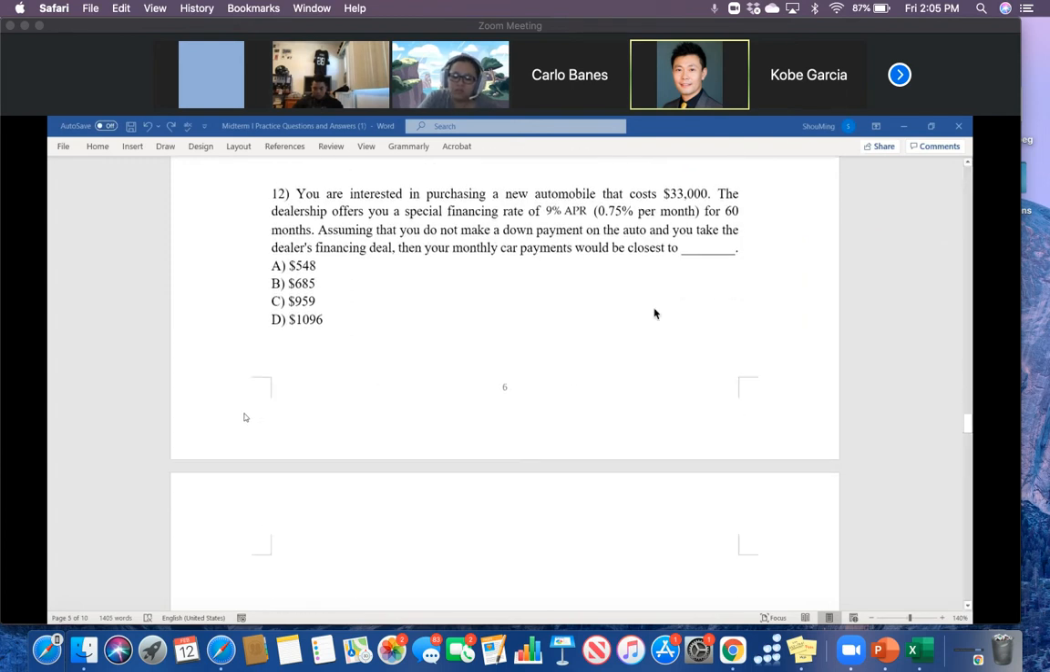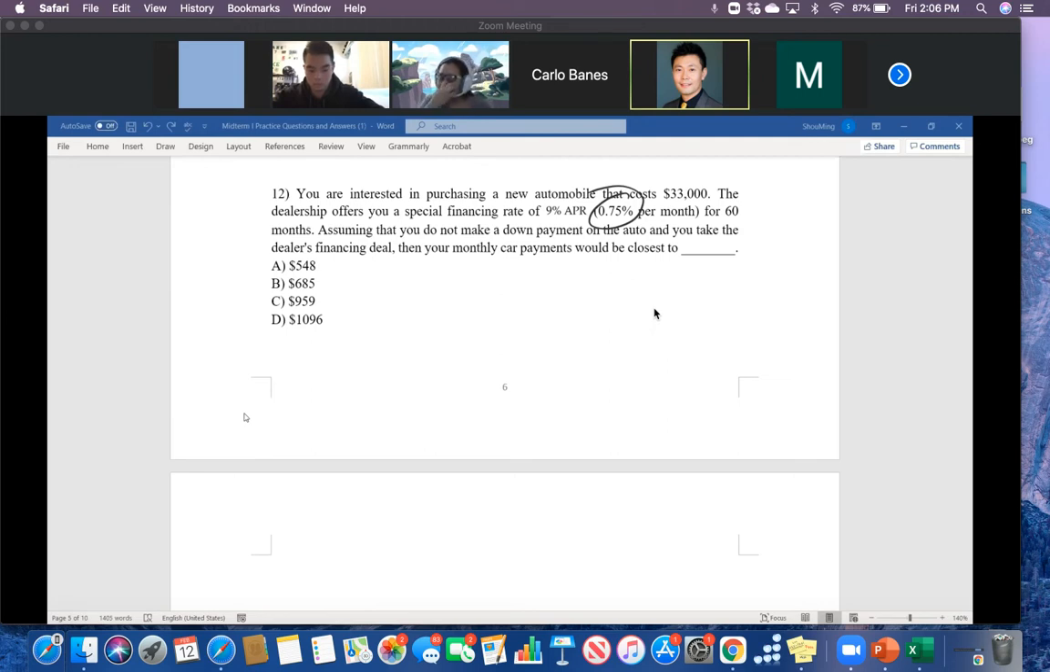Question 12. Now you are purchasing a new automobile that costs $33,000. The dealership offers you a special financing rate equal to 9% APR. If we convert this annual rate into a monthly rate, it is 0.75% per month, for 60 months. Assume that you do not make a down payment on this auto and you take the dealer's financing deal. What is the monthly payment?